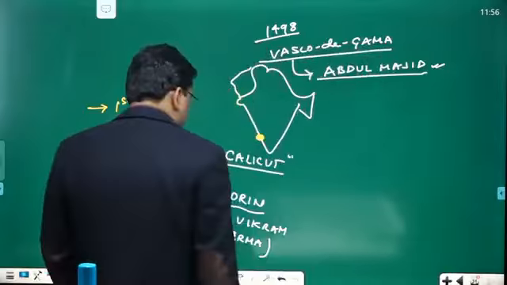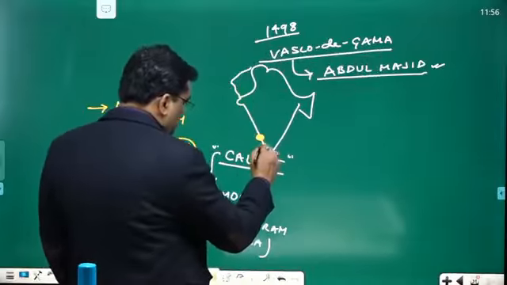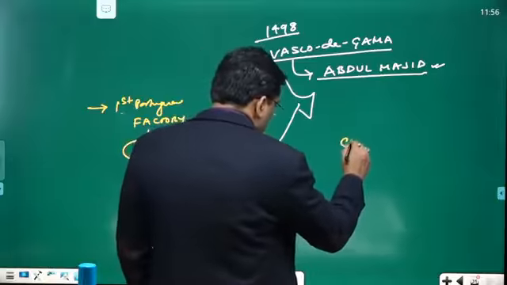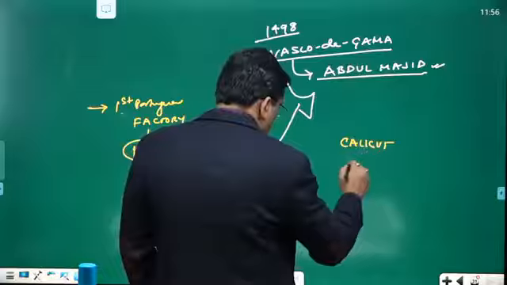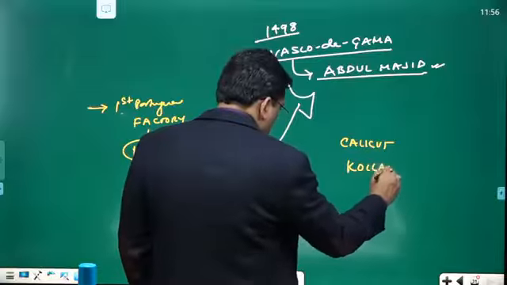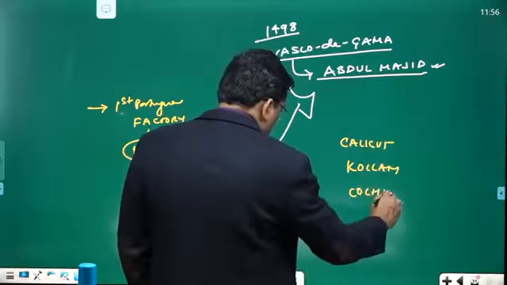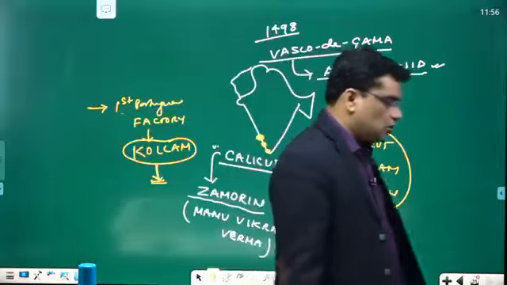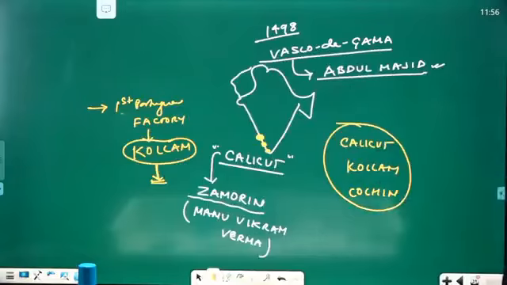And subsequently Cochin. So Calicut, Kollam and Cochin, these three places the Portuguese had already well established on the west coast. Cochin was the capital of the Portuguese power in India.